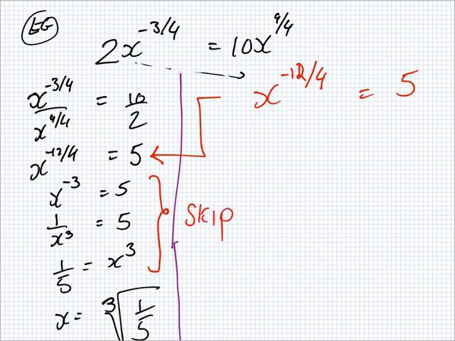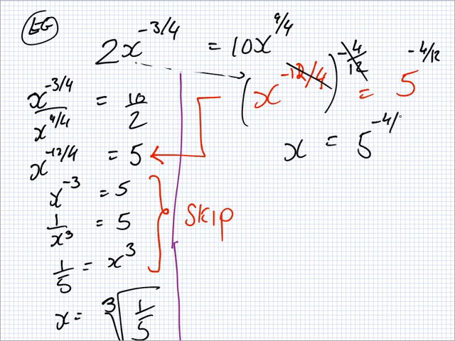How could I skip all of these steps? What power would I need here? It would be negative 4 over 12. Because they cancel down to leave me with x to the power 1. And this is 5 to the power minus 4/12. Which actually you realise is the same thing. This is 5 to the power of minus 1/3.